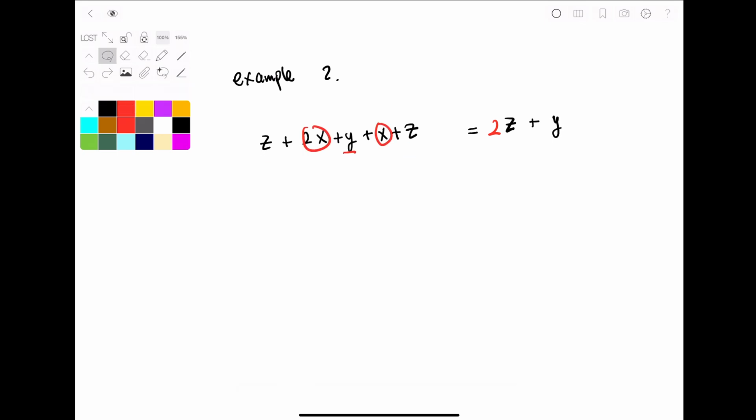Finally, we see that the x has 2 terms for the x, right? This one and this one. For 2x, we realize that it's just x plus x. And then adding the other addition, we're left with 3x, leaving us finally with 3x plus 2z plus y.